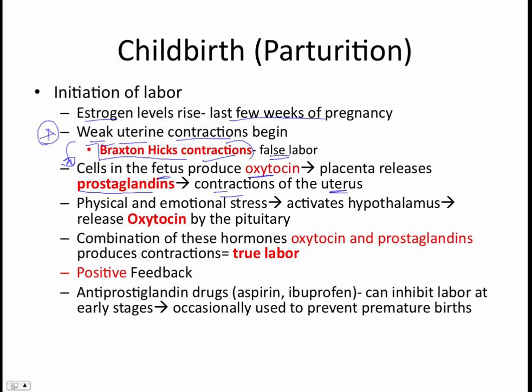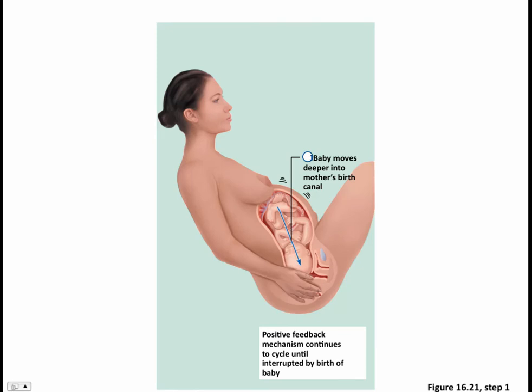Both these weak uterine contractions and further contractions from the uterus will cause physical and emotional stress on the mother, which causes the mother's hypothalamus to release oxytocin by the posterior pituitary gland. Now, the oxytocin from the posterior pituitary gland and prostaglandins together will give rise to true labor, because now we're truly causing that uterus to contract. And once again, all of this will occur through this positive feedback mechanism, and we'll see in a little bit how this actually works. Let's go over one more time the events of early labor until finally we have labor.